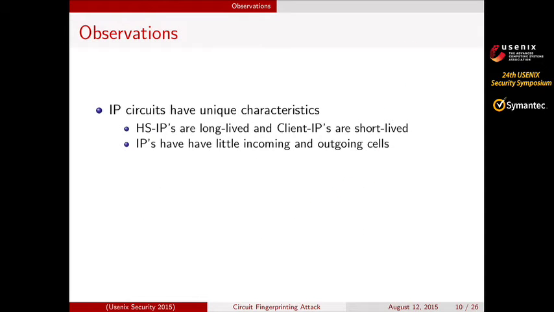So to summarize, IP circuits have some unique characteristics, and the hidden service RP also has unique characteristics, namely a lot more outgoing than incoming.